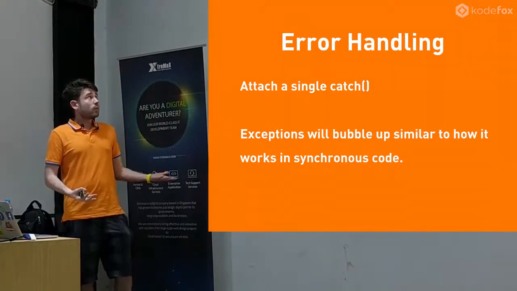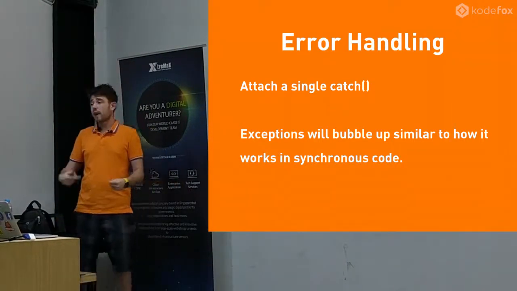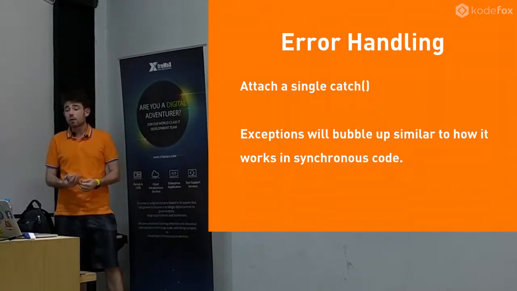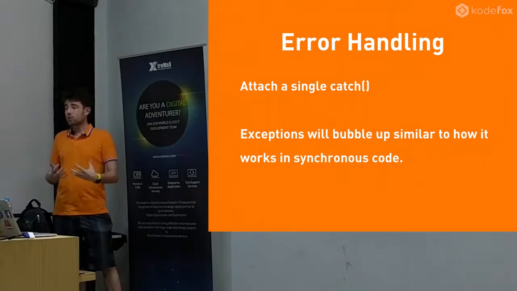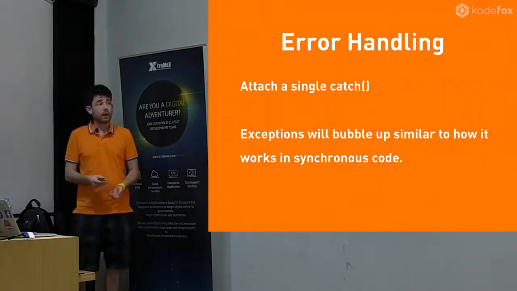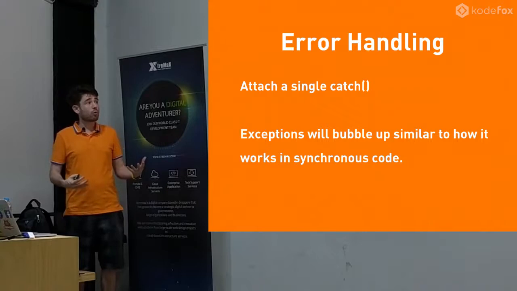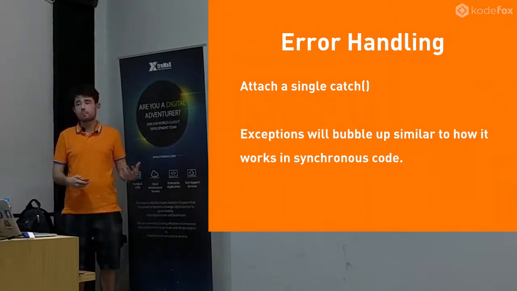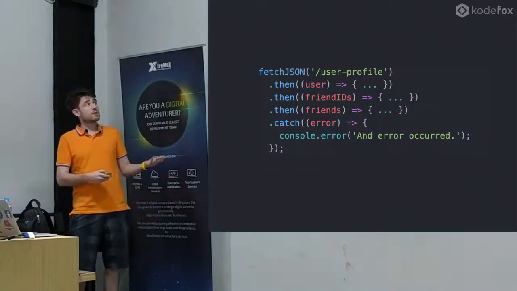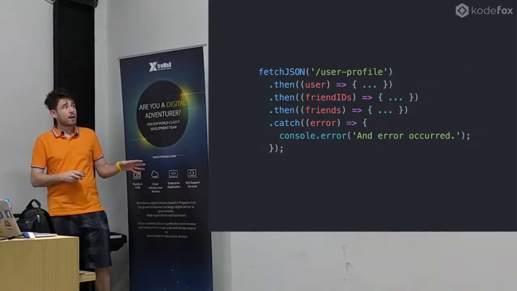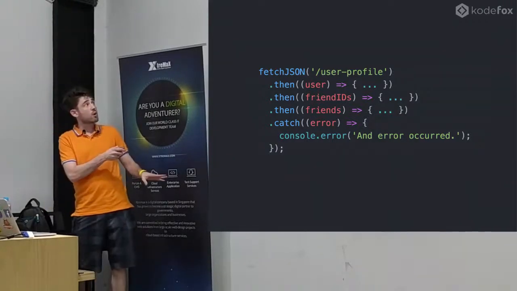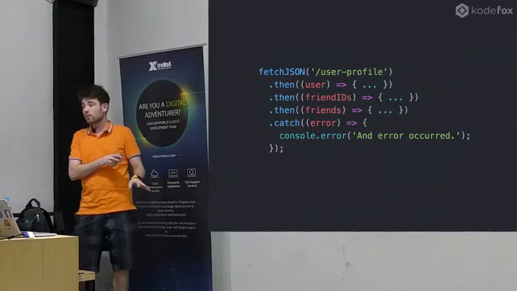So for error handling, we get a catch. And so we don't have to check every single time for an error. We can just attach one catch function at the end. And so exceptions will bubble up the way we expect it to work in normal programming with try catch. So in this case, if we go back to our same user profiles example, I can just add one catch at the very end and grab that error. And we just know an error happened somewhere in one of these.